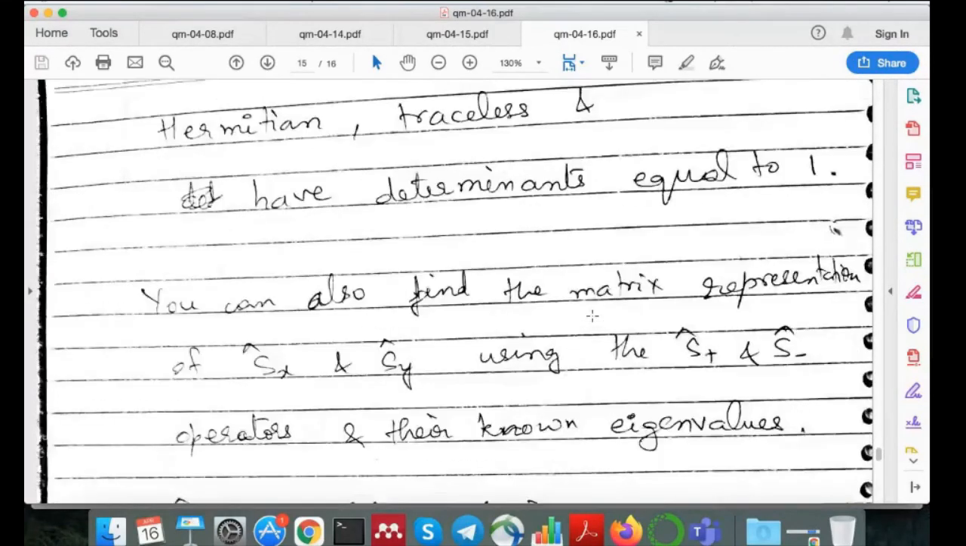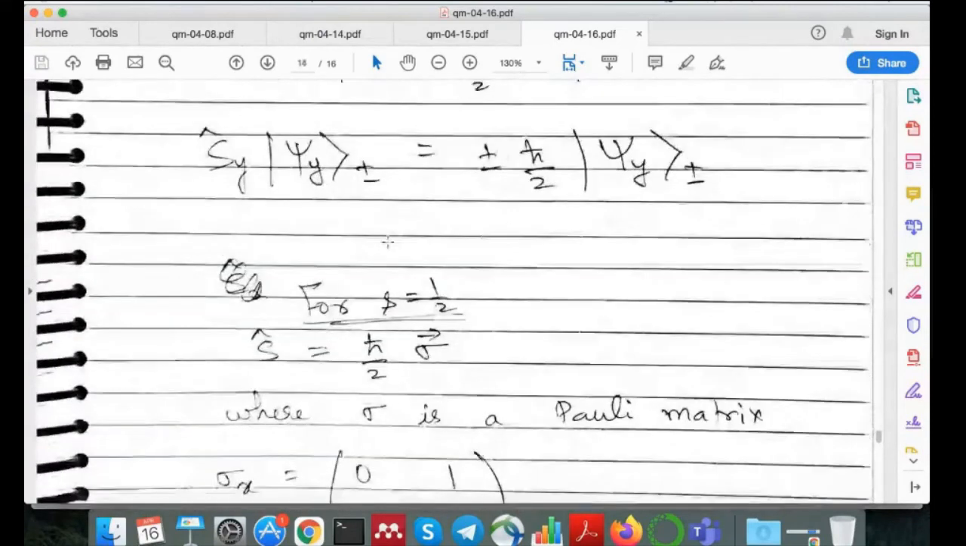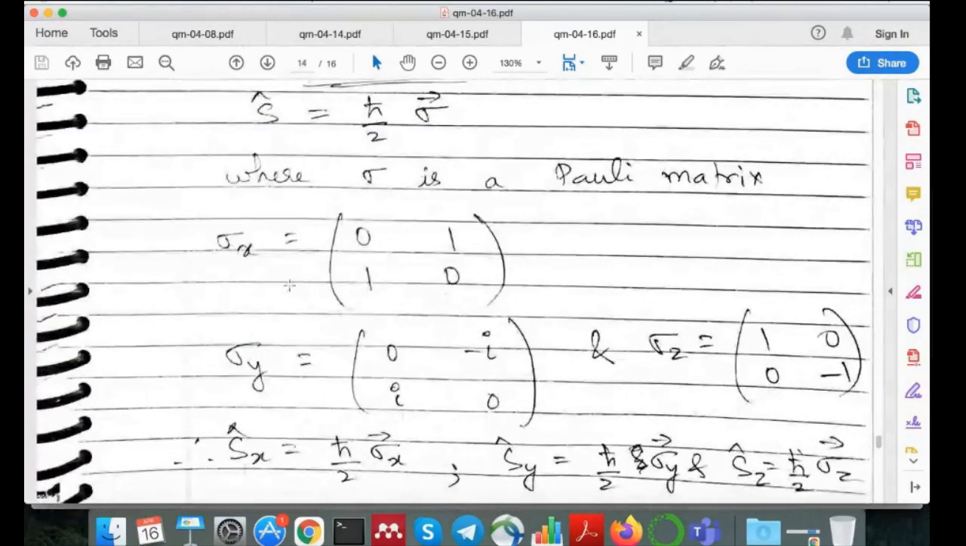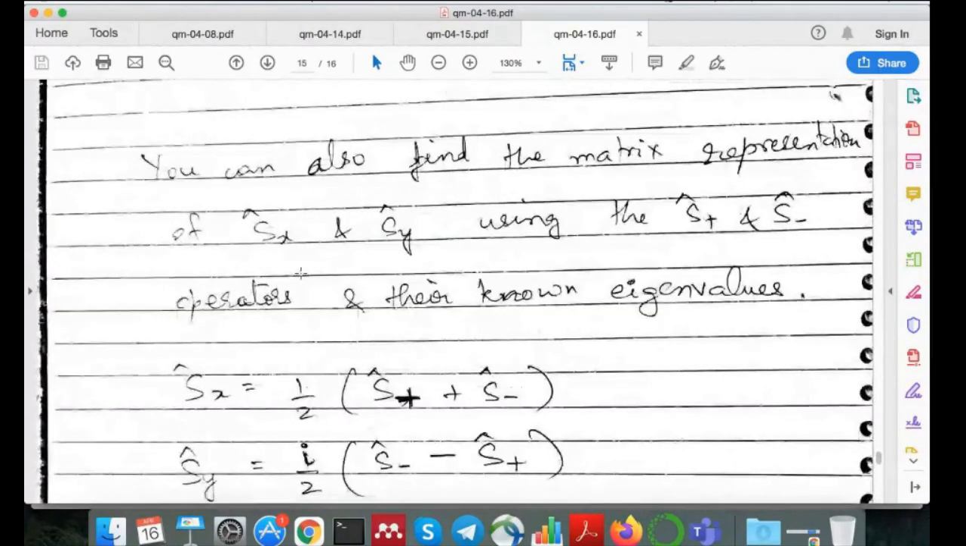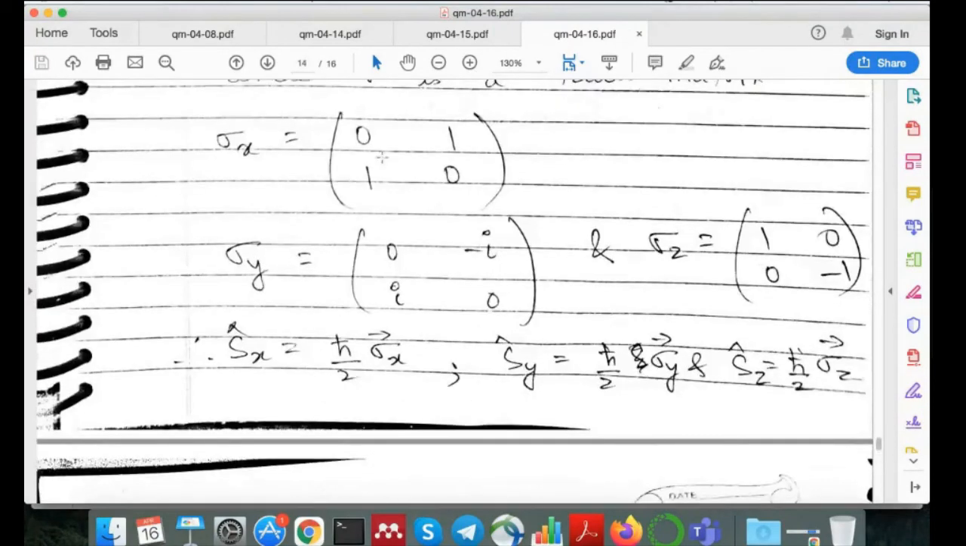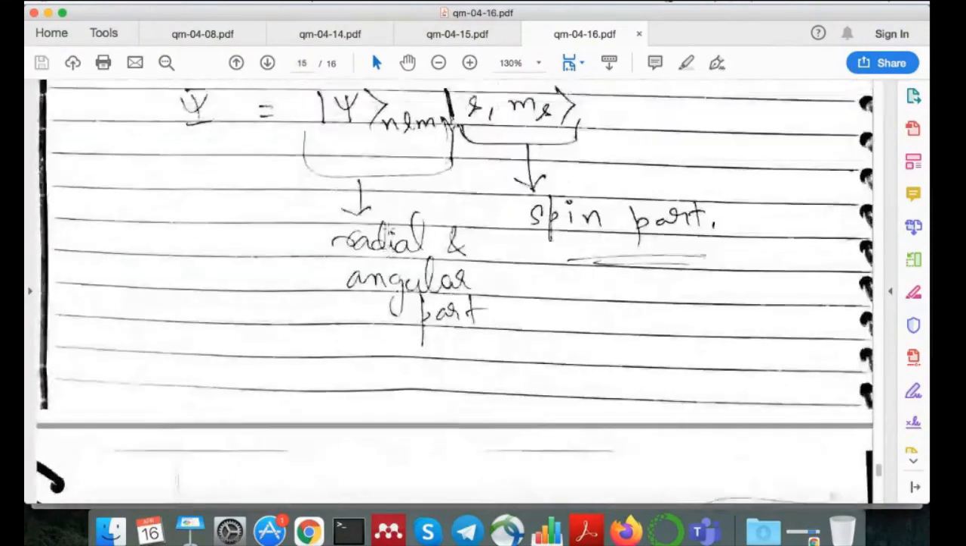Just like we have found out the matrix representation of Sx, Sy, Sz, you can also find out the matrix representation of Sx and Sy using these formulas and see that they are actually equal to these Pauli matrices formulas that we have written here.